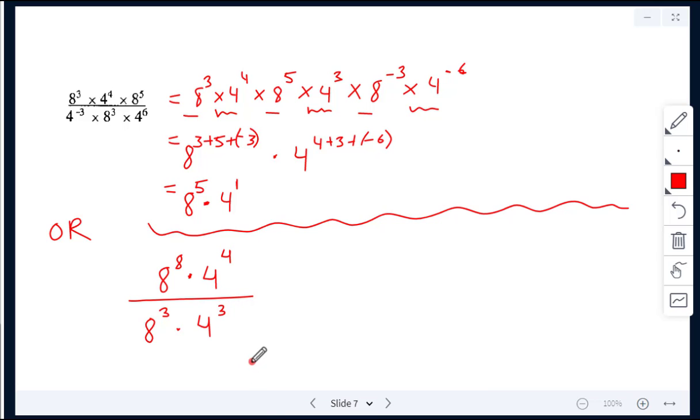All right, so all I've done is I looked and simplified my numerator, and then I simplified my denominator, and now I can use my quotient law, which is subtract exponents when bases are being divided. So now we have 8 minus 3, which is 5, and then we have 4 minus 3, which is 1. All right, and we get the same answer.